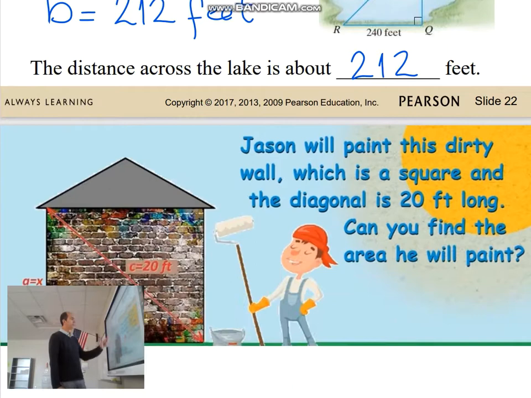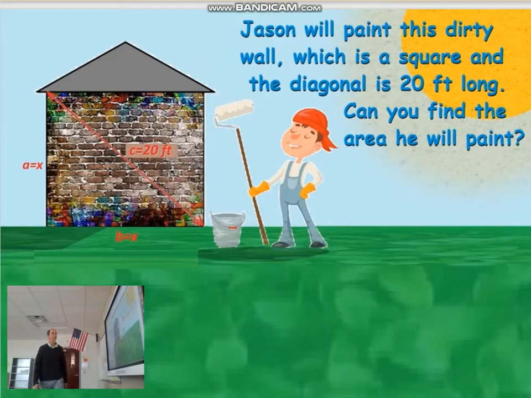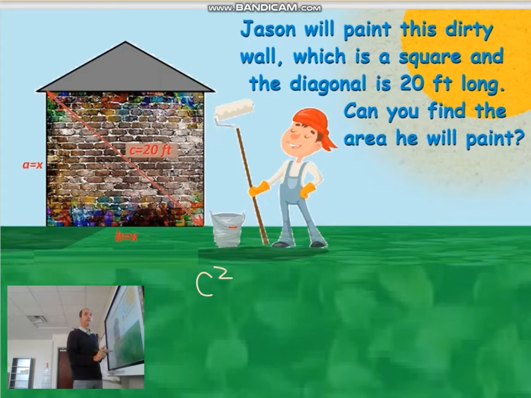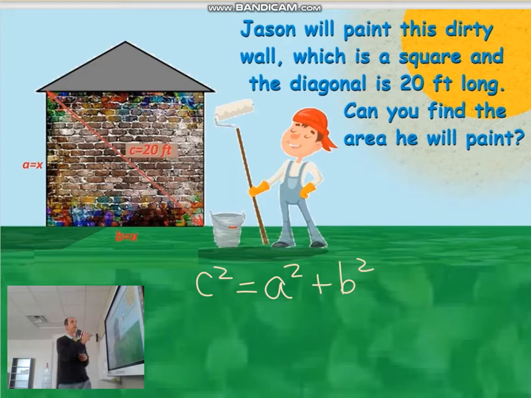Let's go back to the puzzle, the question of today. And this is Jason, and he will paint this wall. And I think we can apply the knowledge we just learned about the Pythagorean theorem. What do you think? We can apply the formula, and we can write the formula c squared equals a squared plus b squared, right? And pay attention, he needs to know the area. What's the area?